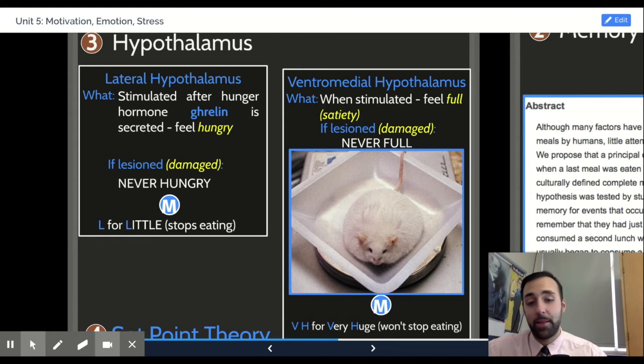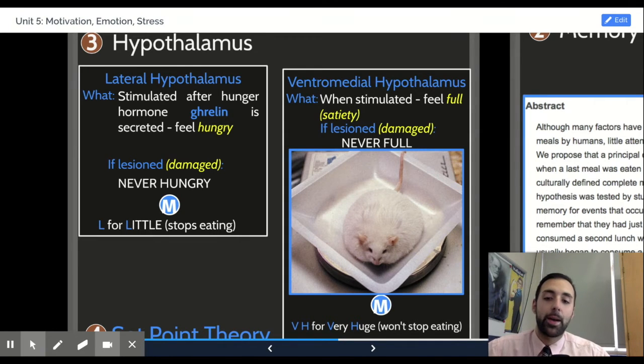Well, in the same vein, if this is lesioned or damaged, you would sort of never have that off switch. You would continue to eat and eat and eat. And in some cases, animals that have damage to the ventral medial hypothalamus will basically eat until their stomach explodes. They'll truly eat themselves to death, as you can kind of see with that picture there at the bottom.